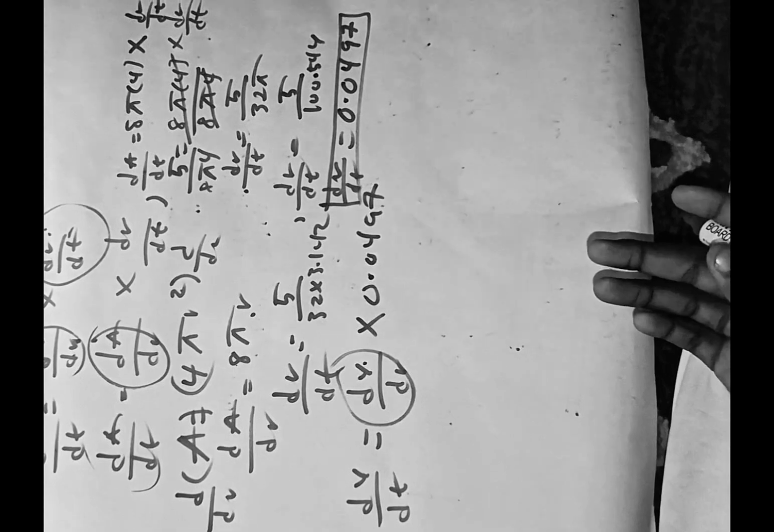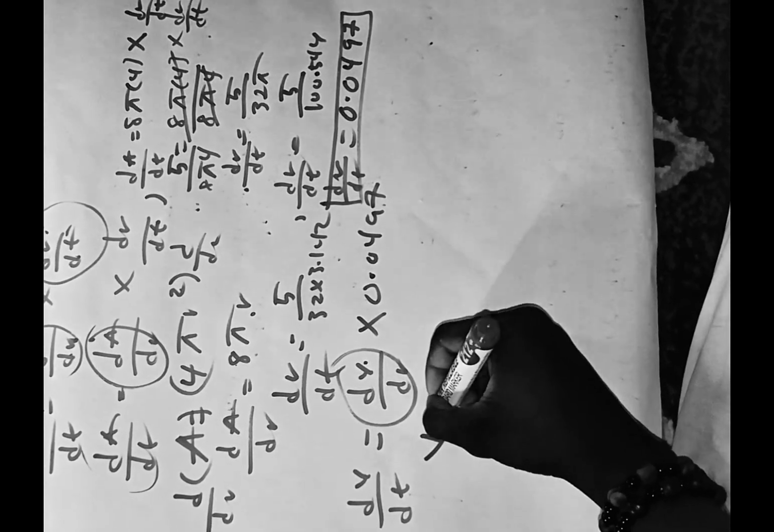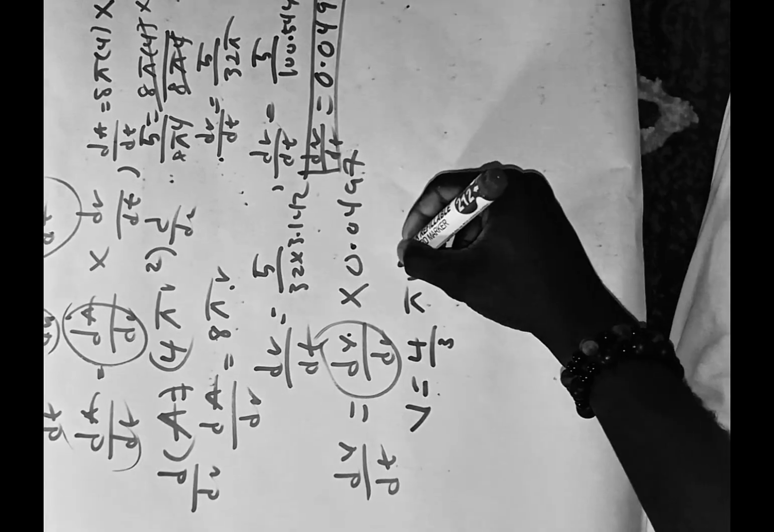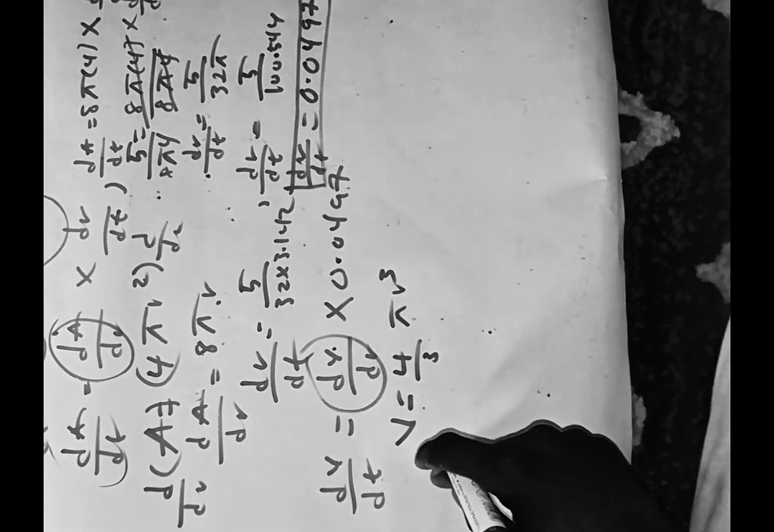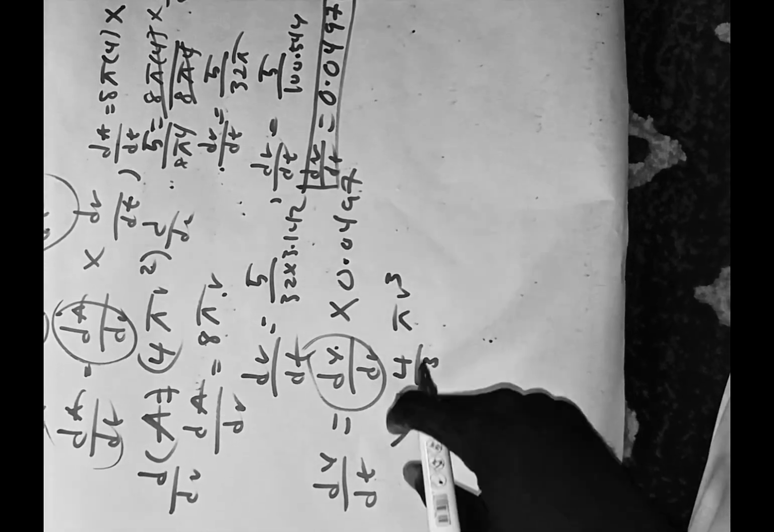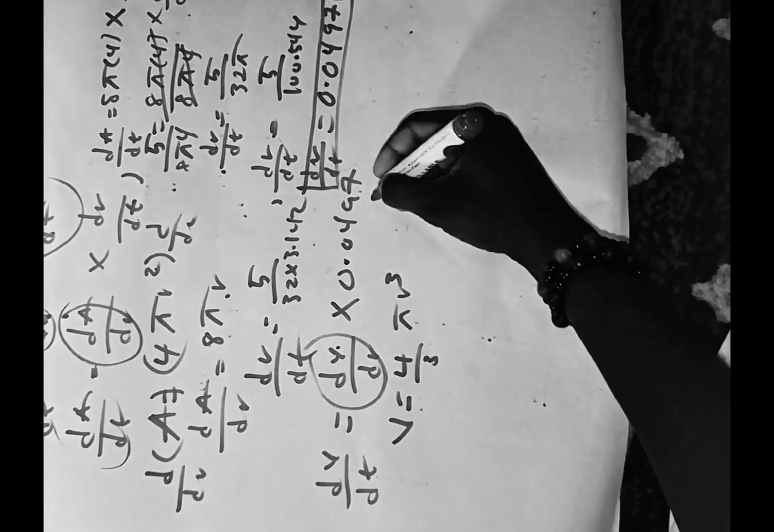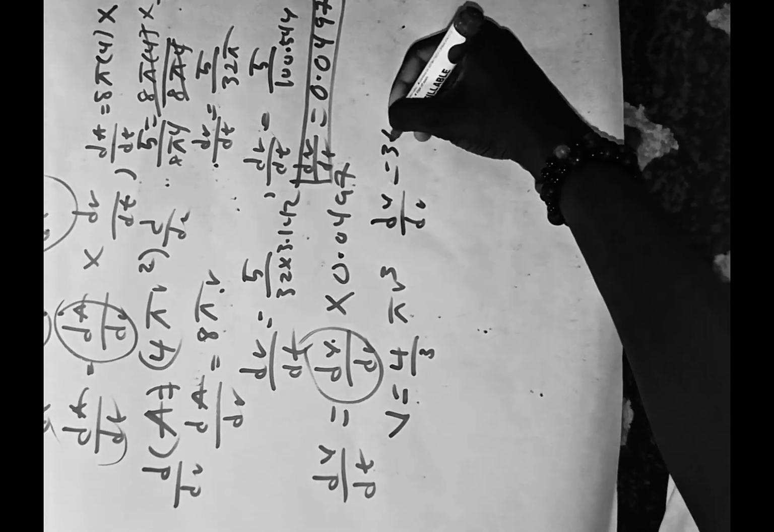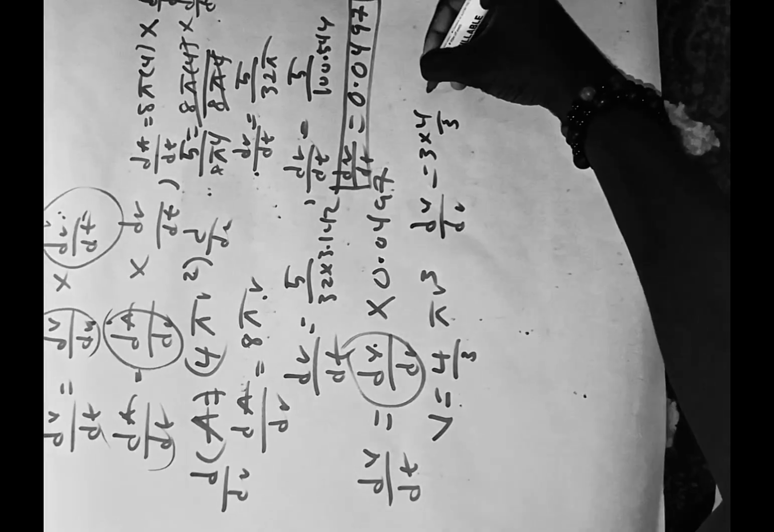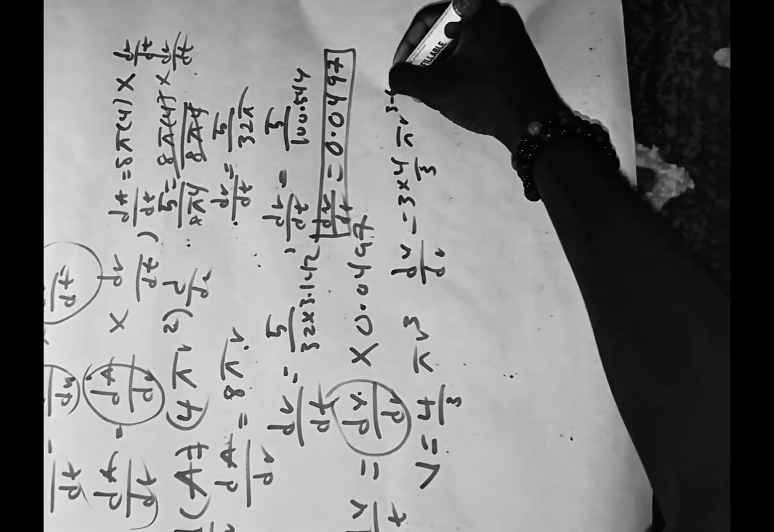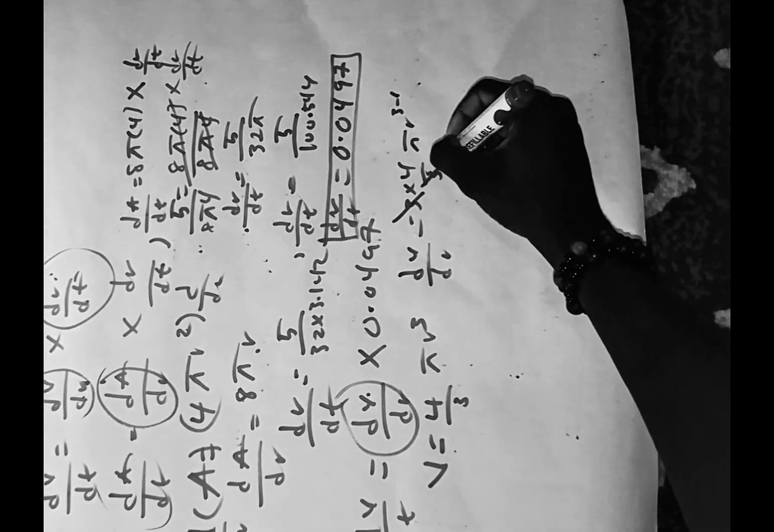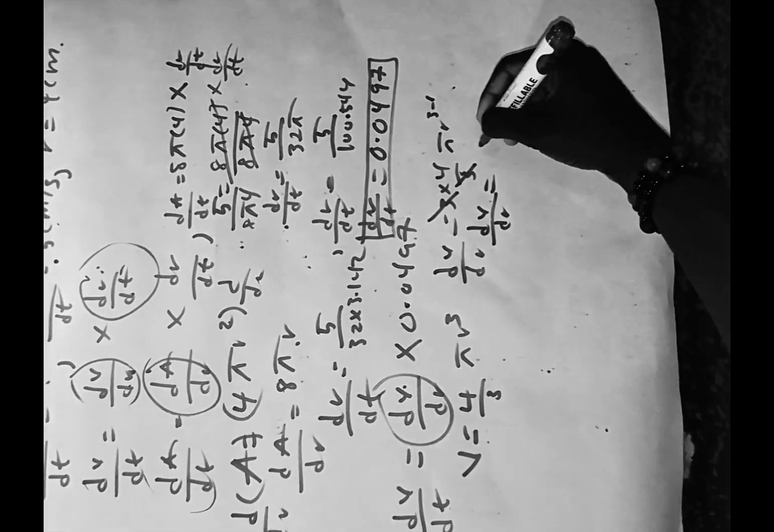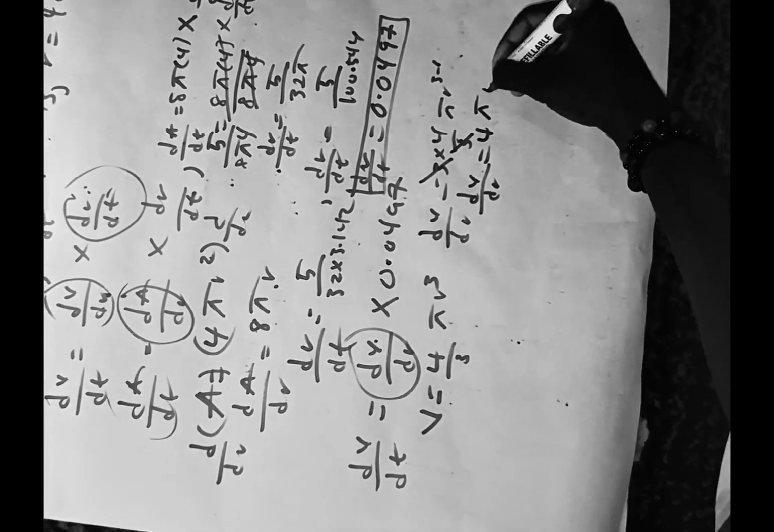So how do we get our dV by dr? Simple. What's the volume of a sphere? The volume of a sphere is equal to 4 over 3 pi r cubed. So how do we get dV by dr? We differentiate it with respect to radius. So we have dV by dr is equal to 3 comes to the back, 3 times 4 over 3 pi r, 3 minus 1. 3 cancels 3. So our dV by dr is equal to 4 pi r squared.